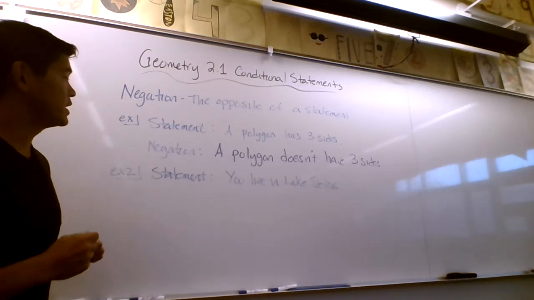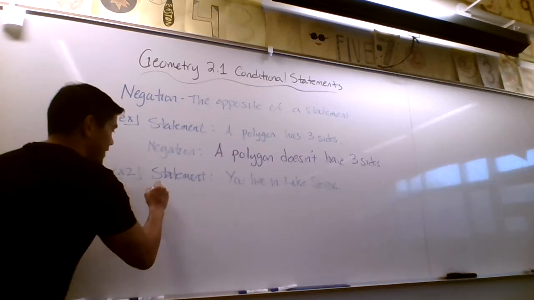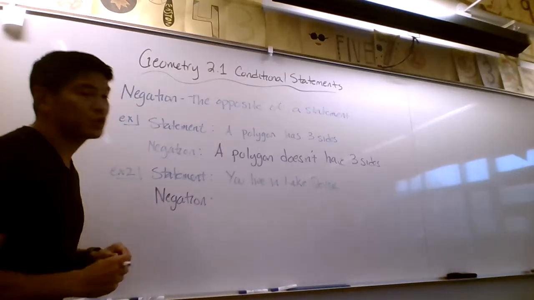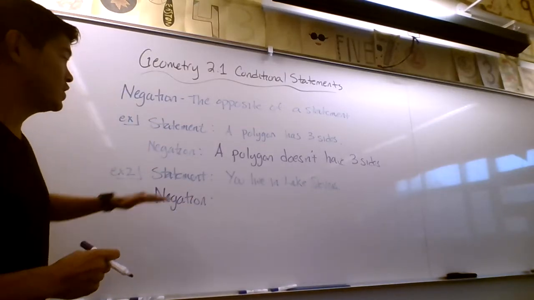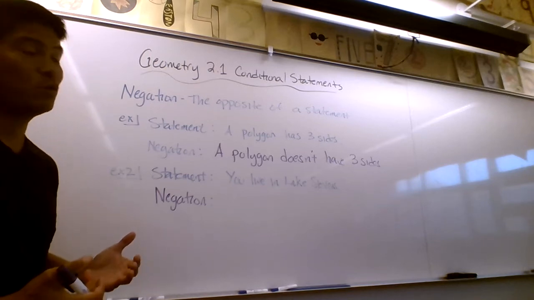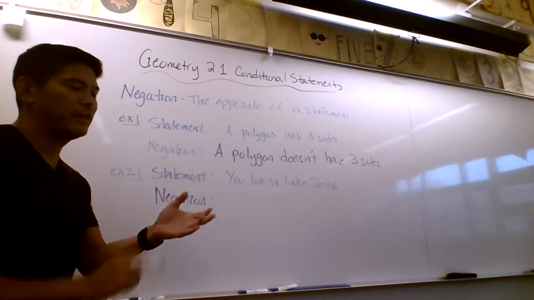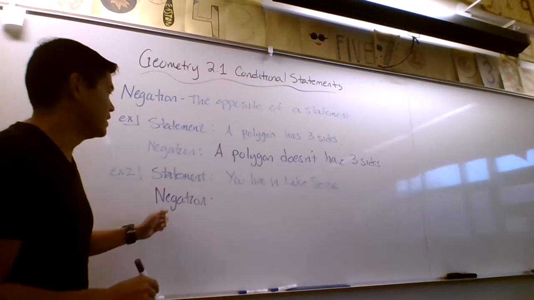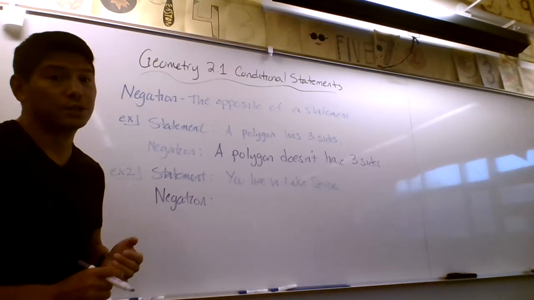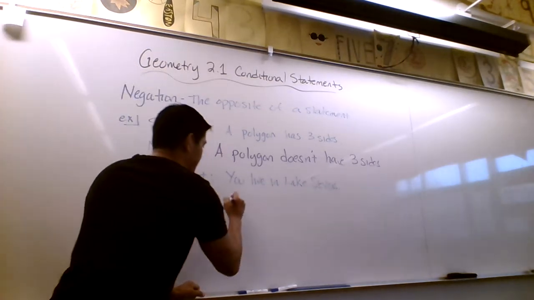A second example is if our statement is you live in Lake Stevens. Then the negation of that statement, again, I don't want to get too specific, is just you don't live in Lake Stevens. You don't want to get as specific as saying something like you live in Arlington or you live in Snohomish. The negation of this statement would be you don't live in Lake Stevens, and then it would cover something like you live in Arlington, you live in Snohomish, etc.